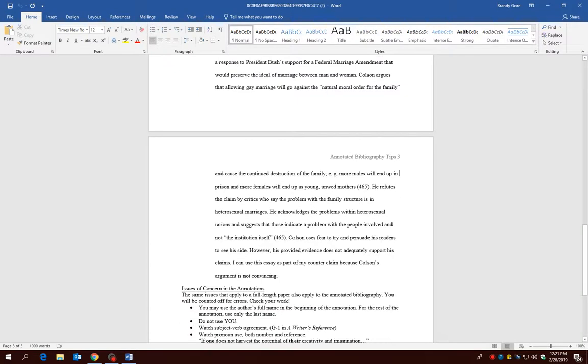Then you're going to add a little bit of analysis. Here is the analysis of this particular annotation. Colson uses fear to try and persuade his readers to see his side. However, his provided evidence does not adequately support his claims. I can use this essay as part of my counterclaim because Colson's argument is not convincing. So analysis takes up a very small portion at the end of the annotation, and you can say whether or not you will be using it in your research paper.